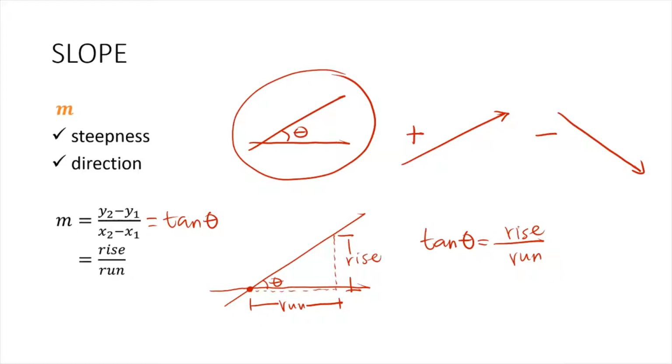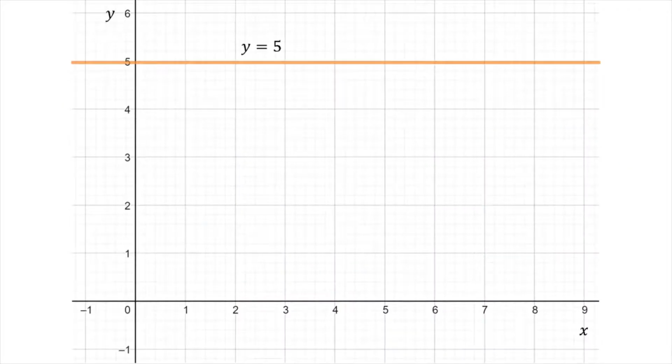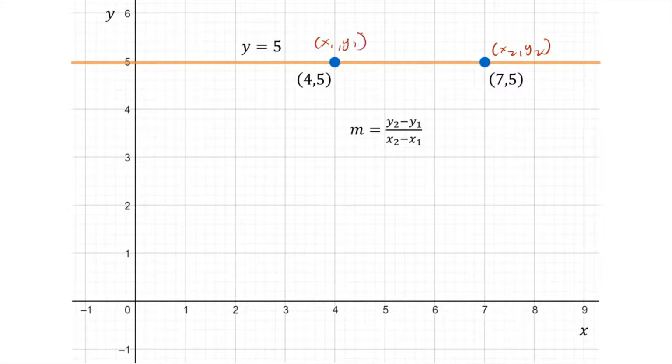Okay, so let's apply the concept of the slope to the lines that we have earlier. First, we have the horizontal line, y equals 5. Let's say we specify 2 points. Say this one, (4, 5), and this one, (7, 5). Let's solve for the slope. The formula for the slope is y2 minus y1 over x2 minus x1. Let's say (7, 5) is our (x2, y2), and (4, 5) is (x1, y1). Okay, so let's substitute the values.